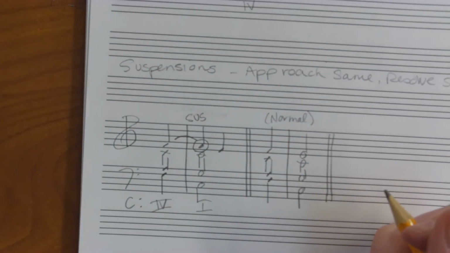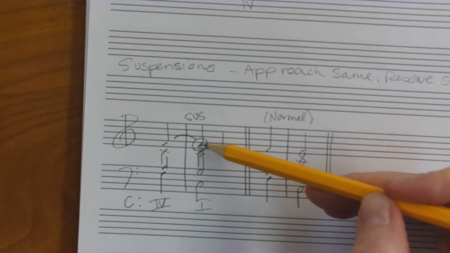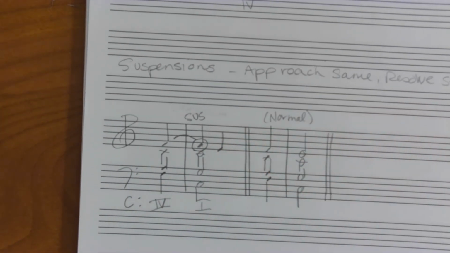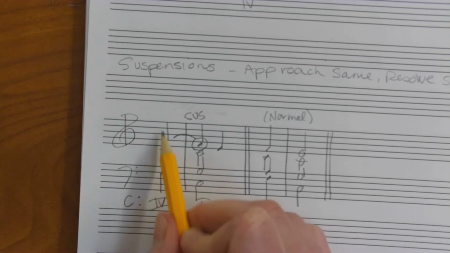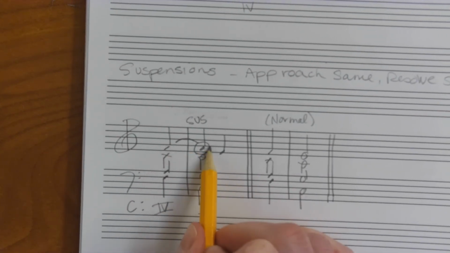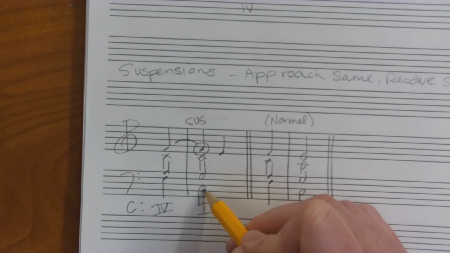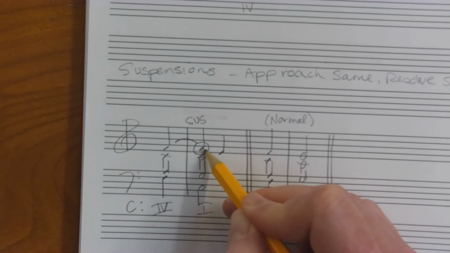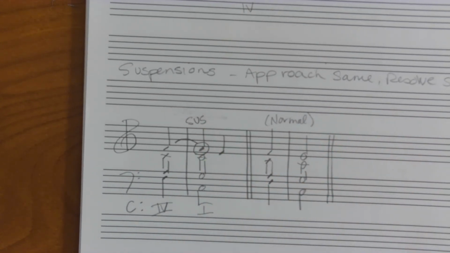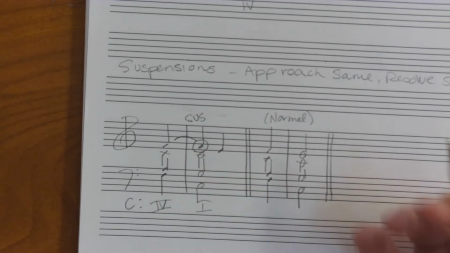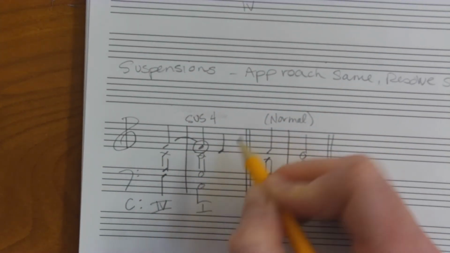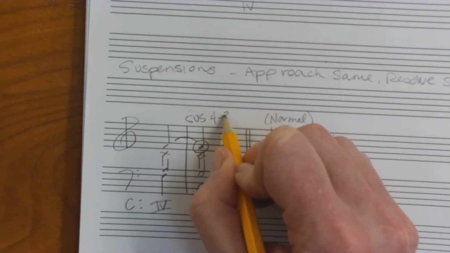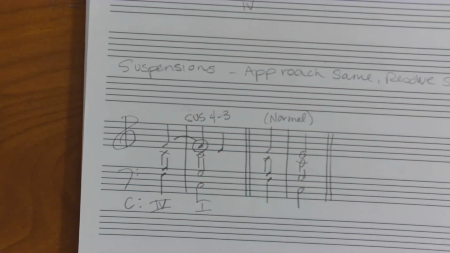Then we are going to compare the interval of each of the suspension pitches to the chord tone. Now, we're not going to worry about this one anymore. This is just the approach, same step down. So using this one down here, from the C up to an F without adding the additional octave, C to F is a 4th. I'm going to mark that down. And then C to E is a 3rd. So this is known as a 4/3 suspension.